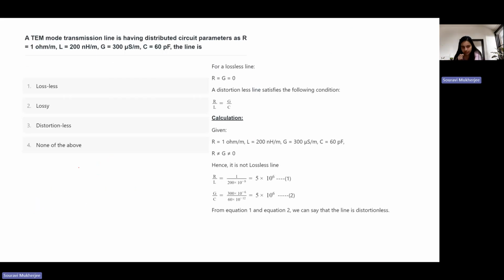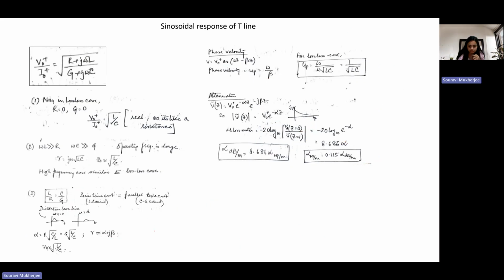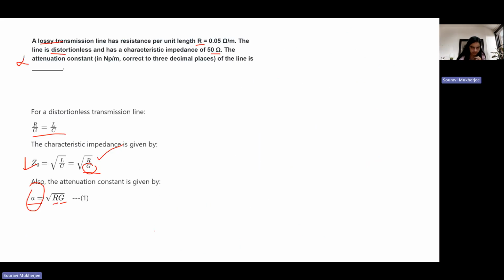So if you understand, we had looked at this, right? We knew these two relations, but from here we got a new relation which relates alpha with just R and G. So that's how you have to use these relations, okay? So that's why this was a question that I tried to give. So now that's how you can find your alpha.